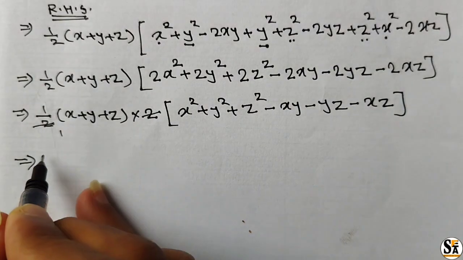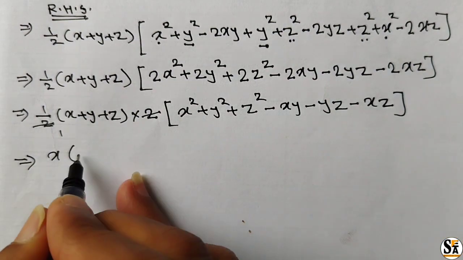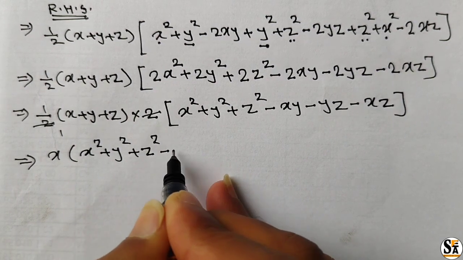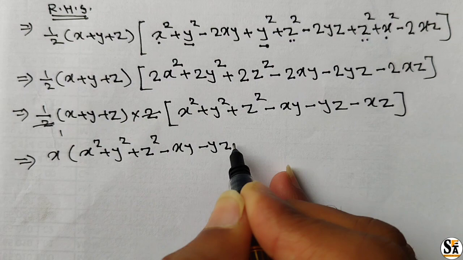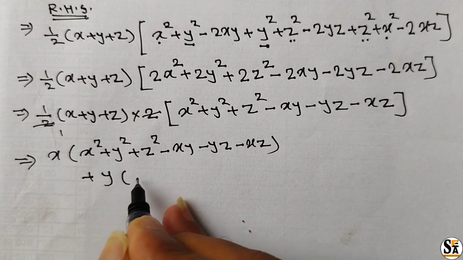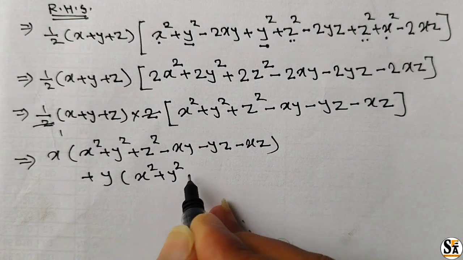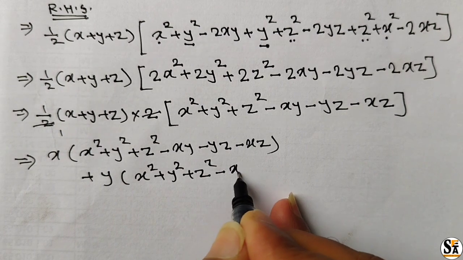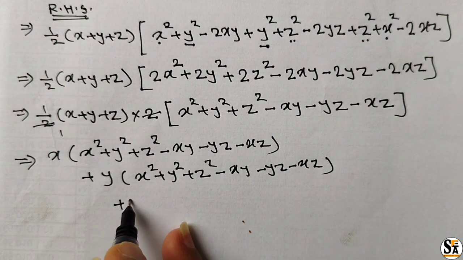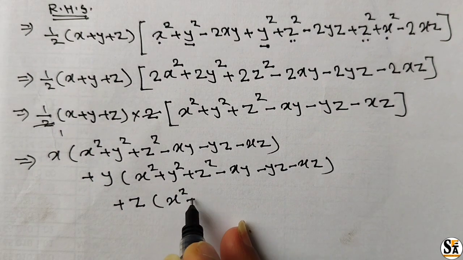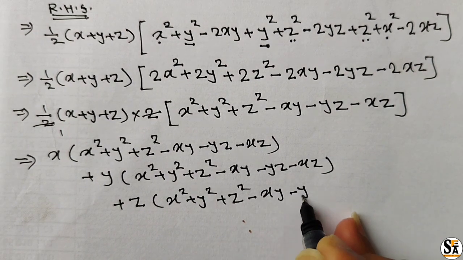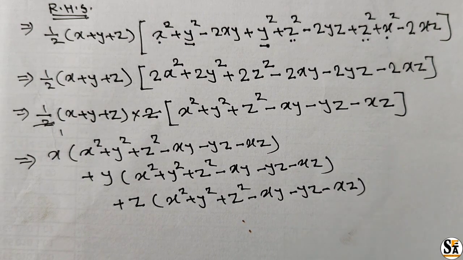In the next step, x into the bracket: x square plus y square plus z square minus xy minus yz minus xz, then plus y into the bracket: x square plus y square plus z square minus xy minus yz minus xz, and third, plus z into the bracket, again x square plus y square plus z square minus xy minus yz minus xz. Now solve these brackets.